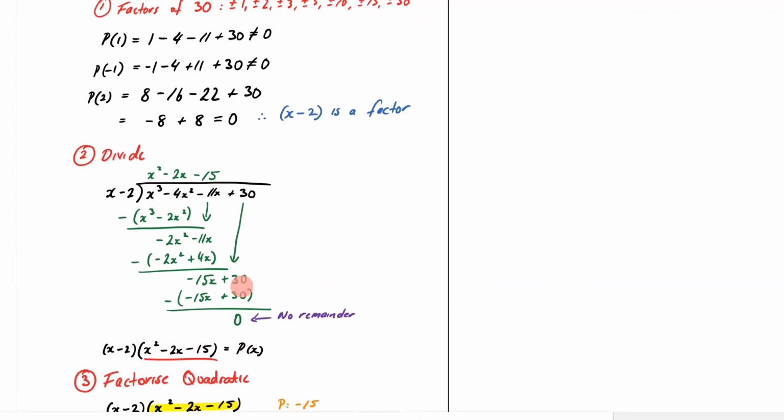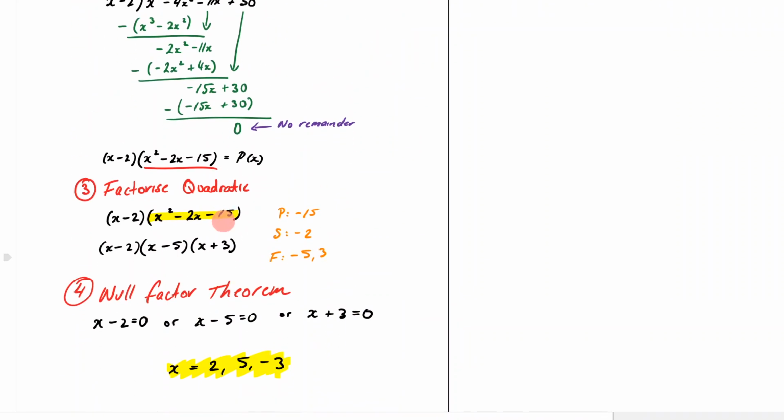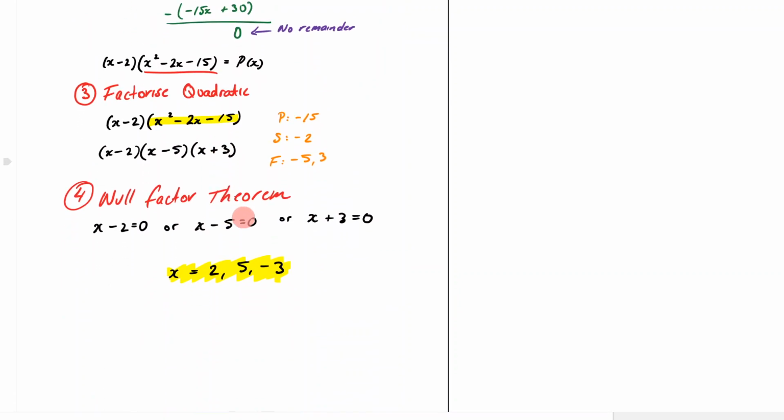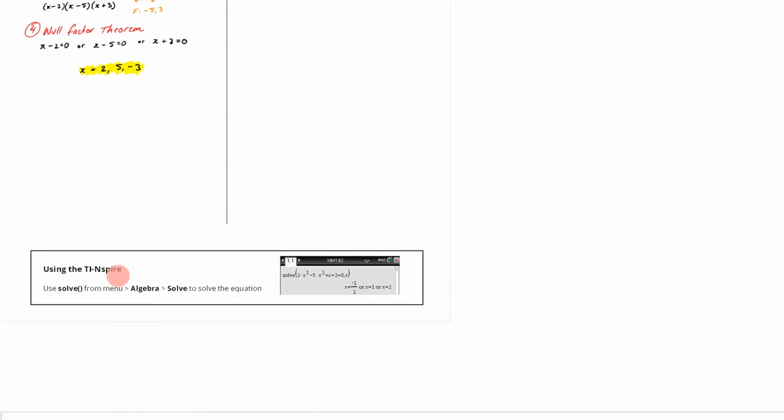As you can see, it took quite a long time. We first had to use our factor theorem to find a factor. We then had to divide. We then had to factorize the quadratic. Then we had to use our null factor theorem. Now, if you had your calculator, you would of course be crazy to do all of this by hand. And down here, I've given you some instructions on how you could use your TI Nspire to easily do this.